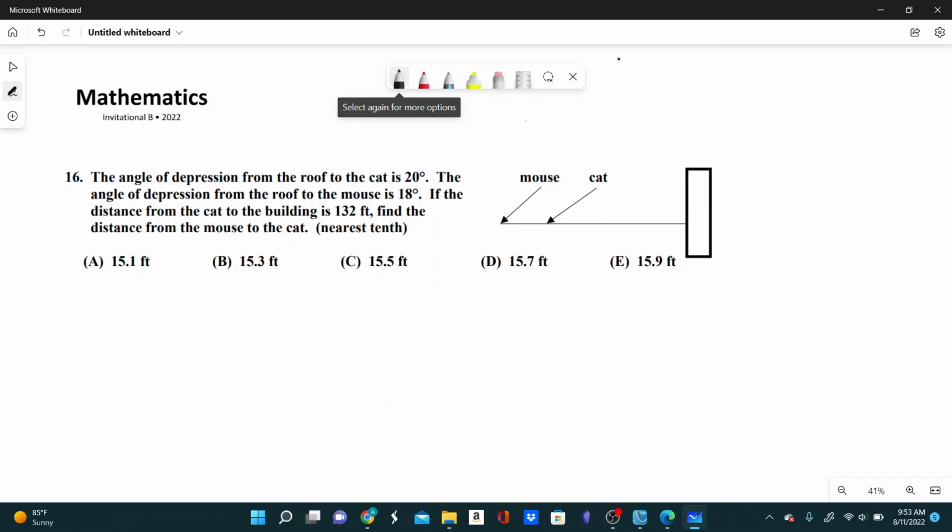Number 16. The angle of depression from the roof to the cat is 20 degrees. The angle of depression from the roof to the mouse is 18 degrees. If the distance from the cat to the building is 132 feet, find the distance from the mouse to the cat.